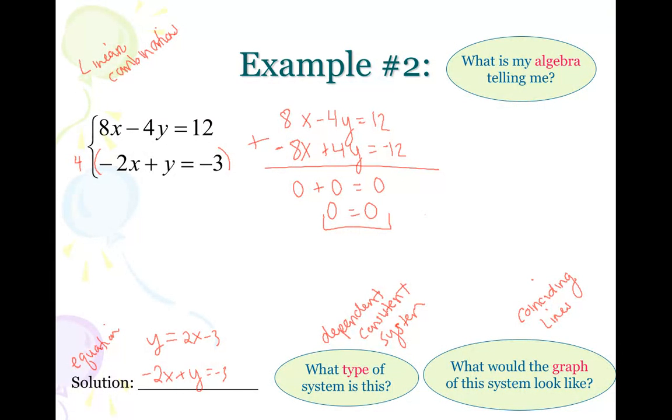If I went to solve them both, I would end up with y equals 2x minus 3 down here. And if I subtract 8x and then divide by negative 4, I'm still going to get y equals 2x minus 3. That is the equation of my line. Pretty neat.